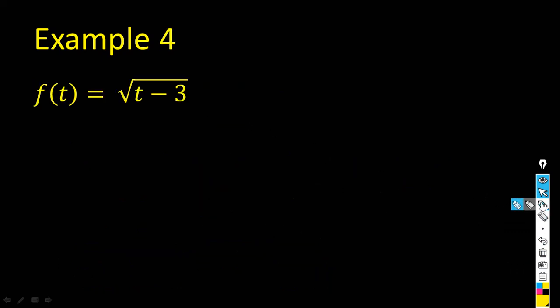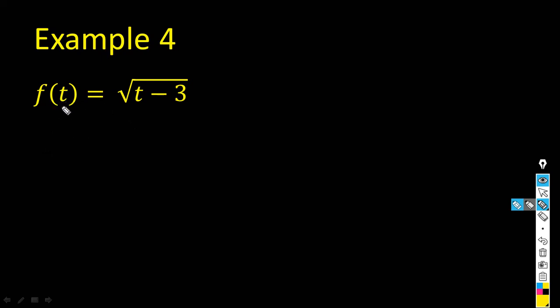Example number 4. We have f of t equals the square root of t minus 3. Remember, you don't have to have an x always here. Don't get married to x's. Okay, so what about this? Again, it's the same idea.